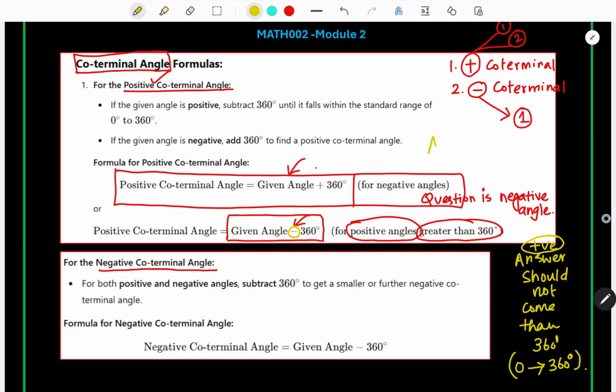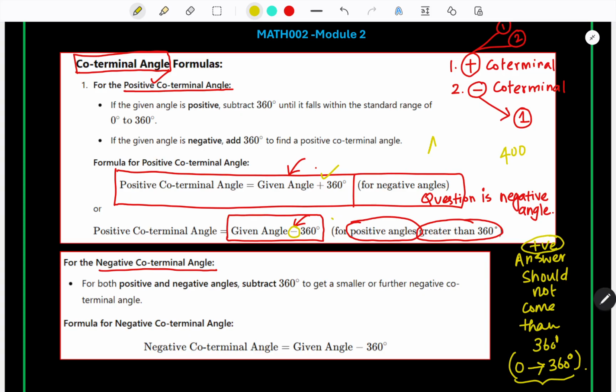Suppose they ask you to find the coterminal angle for 400 degrees. If you use the plus formula, 400 plus 360 is what? 760 degrees, which is not falling in this category. You are going out of the circle, 360 out. Therefore, you shouldn't use this formula. You should use the second formula.